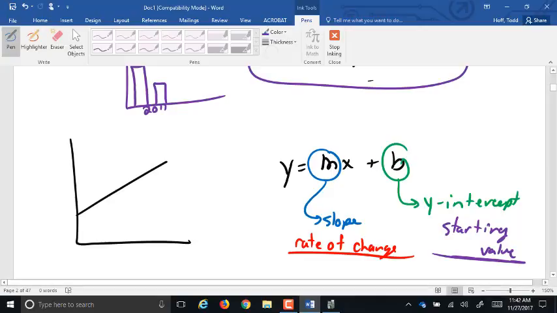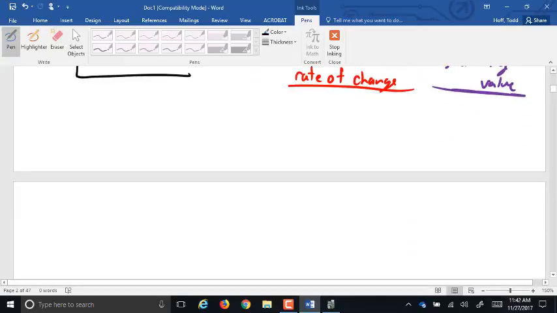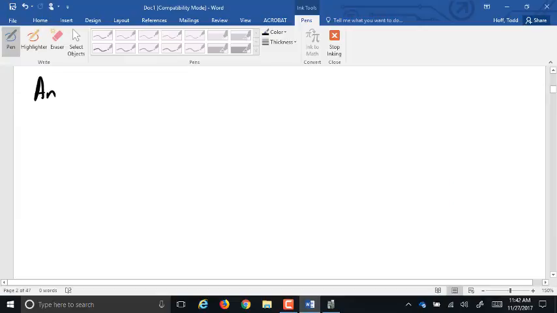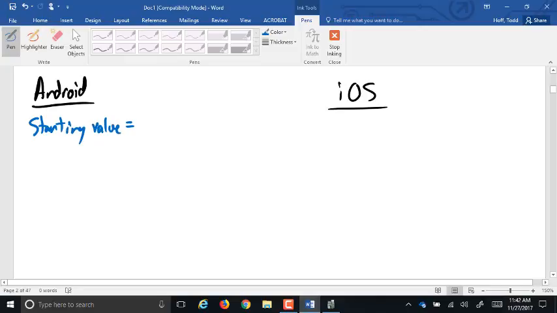So if we wanted to construct a model for each of these, for Android and for iOS, we need to know those two things. The first thing is the starting point, or starting value. For Android, with the data we have here, what would be the starting value? How many Androids were sold in the first year? In 2011, how many Androids were sold? 220. Very good. So that would be our starting value. That's going to be our y-intercept. That's our b.